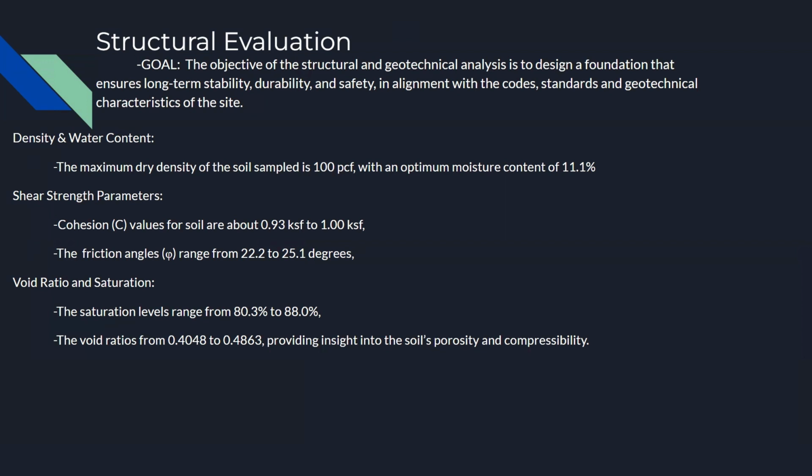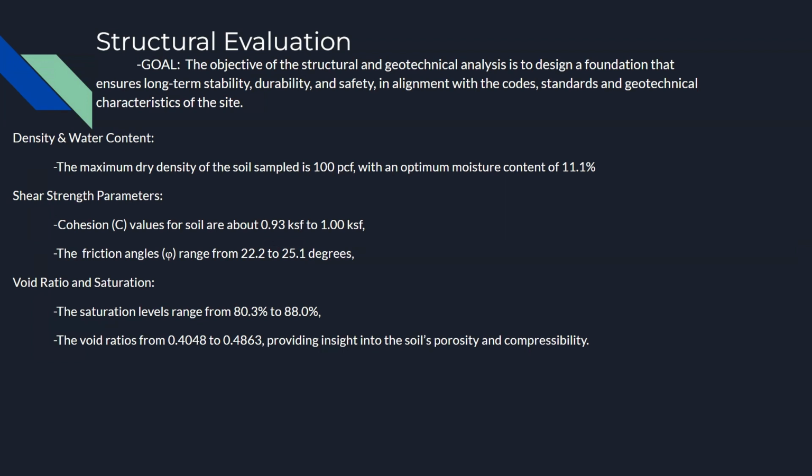San Diego. And for the density and water content, I did a soil sample of 100 PSF and the moisture content was 11.1%. For the shear strength parameters, we used cohesion C, and the values for the soil were approximately 0.93 KSF to 1.00 KSF. We also needed to keep in mind friction angles, and those ranged from 22.2 to 25.1 degrees.